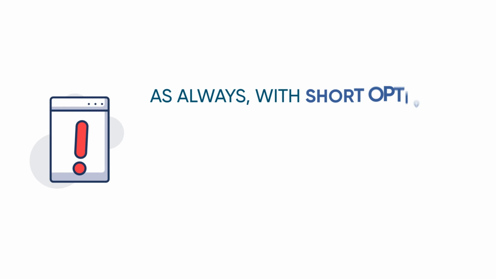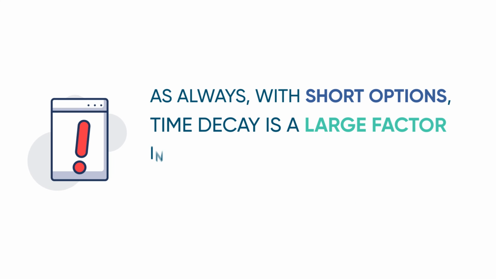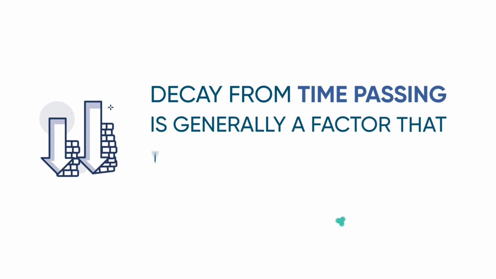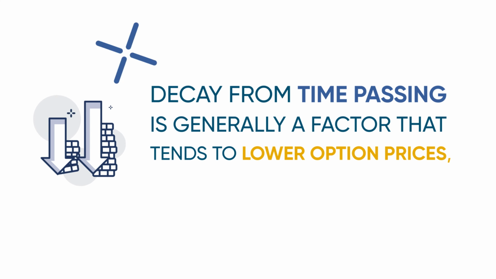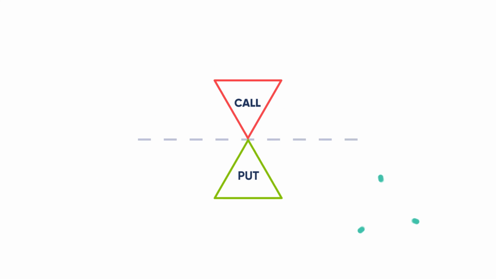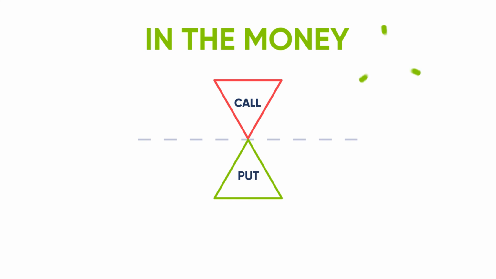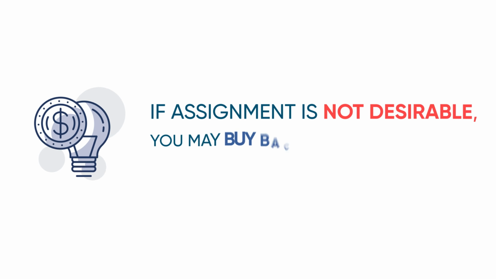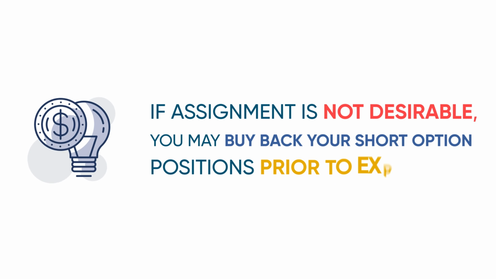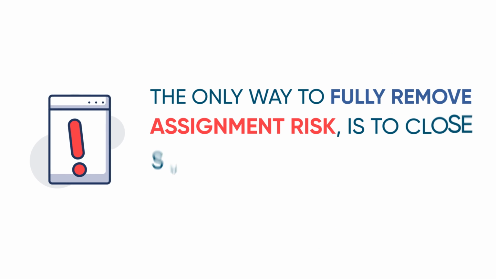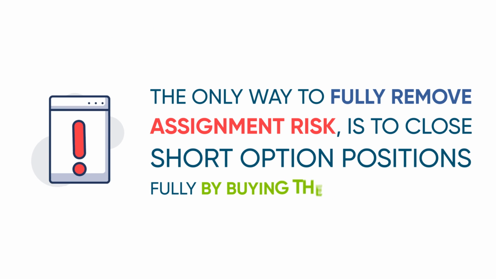As always, with short options, time decay is a large factor in pricing, especially as the options approach their expiration dates. Decay from time passing is generally a factor that tends to lower option prices, and thus straddle prices as well. It is likely that one of the options sold will finish in the money and will have some percentage chance of being exercised. If assignment is not desirable, you may buy back your short option positions prior to expiration. The only way to fully remove assignment risk is to close short option positions fully by buying them back to close.